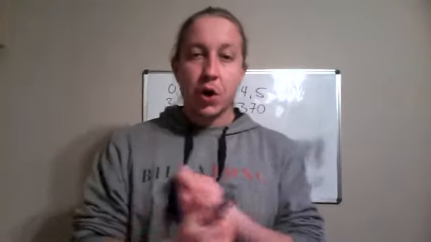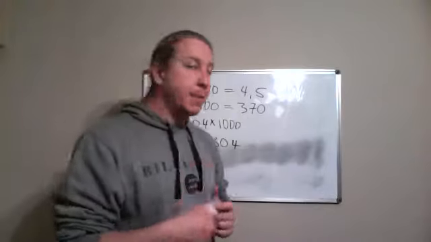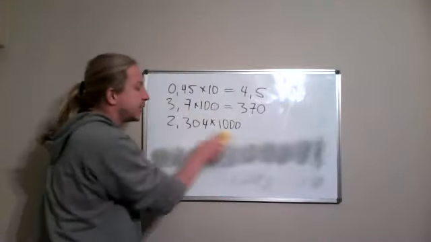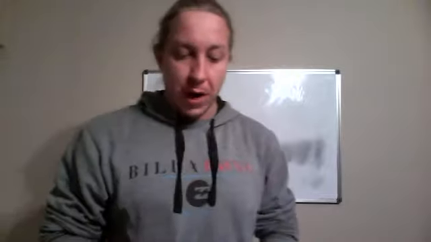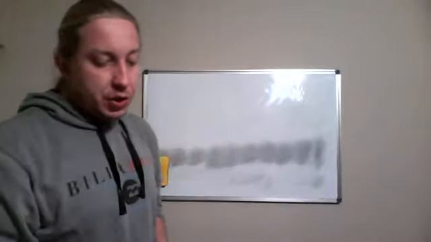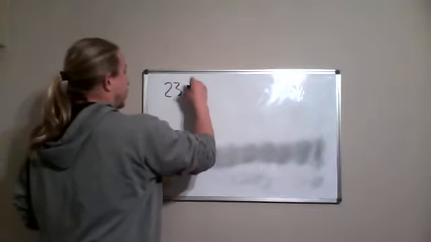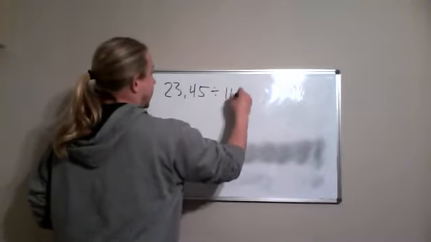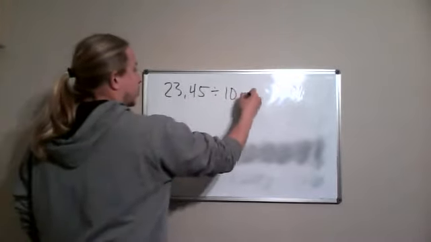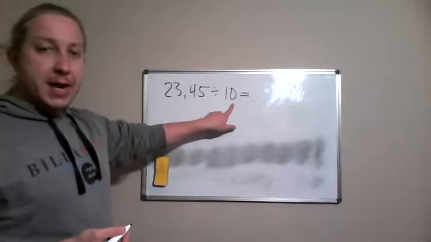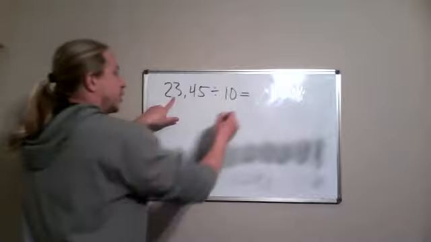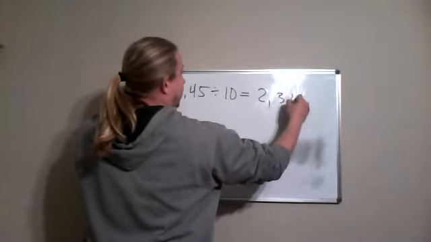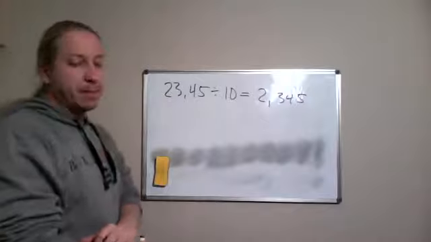Now we're going to go in reverse. We're going to divide by a power of 10. And basically, it's the same thing. It's just that the comma now goes to the left rather than to the right. But the same principle applies. So let's do that. 23.45 divided by 10. We're dividing by a power of 10. How many zeros? 1. We're going to move the comma to the left one place. So it's going to be 2.345.